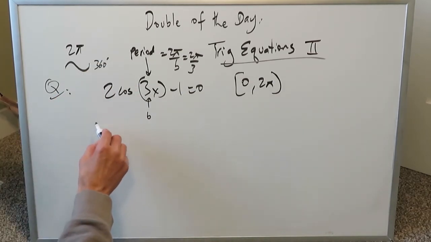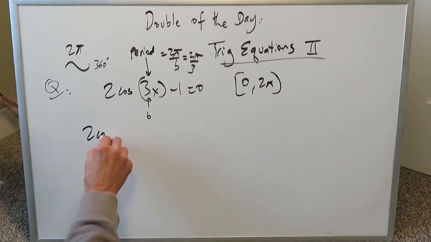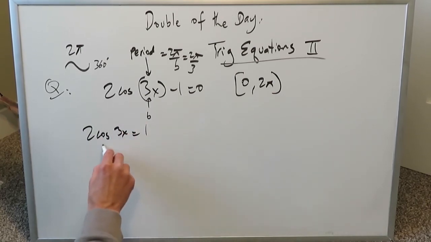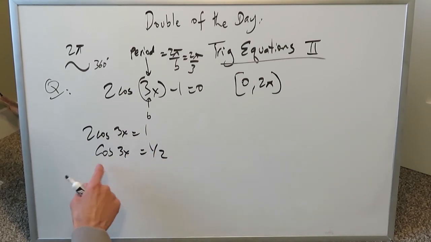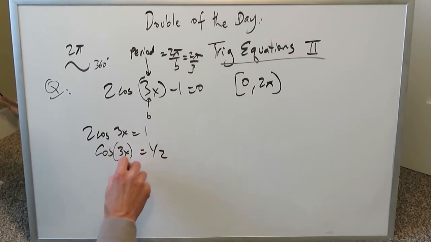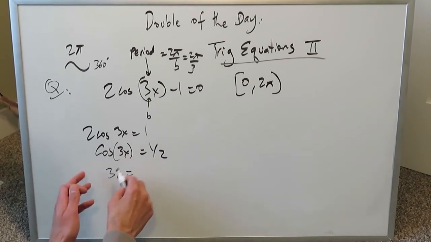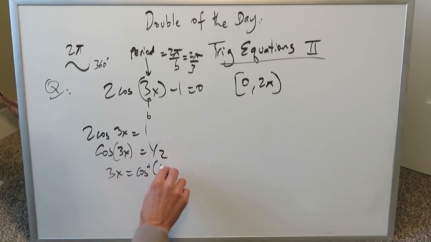It's just algebra here disguised in trigonometry. 2 cosine 3x is equal to 1. Cosine 3x is equal to 1 over 2. Now take the cosine on the other side and maintain the 3x over here. 3x is equal to inverse cosine of 1 over 2.